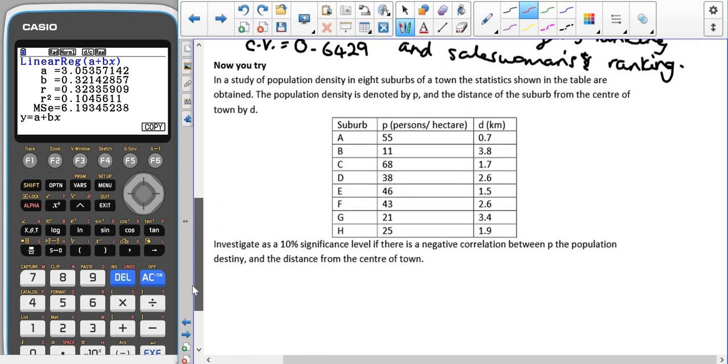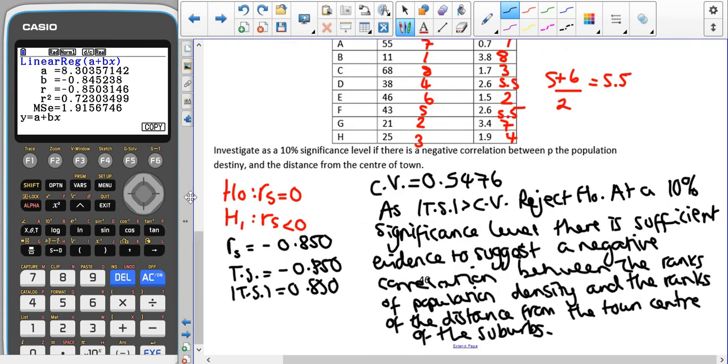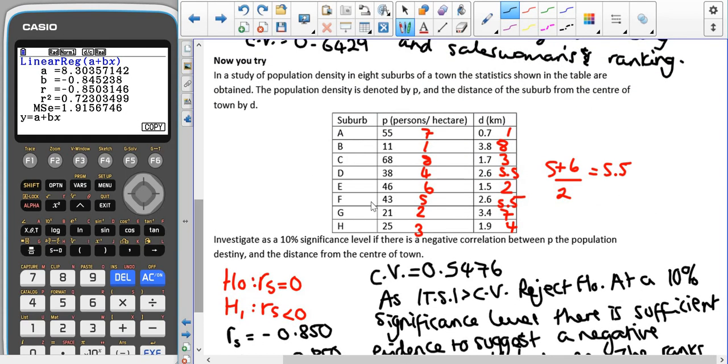I'd now like you to pause the video and give the Now You Try a go. So hopefully you paused the video and gave the Now You Try a go. As you can see, again, we end up with some tied ranking in the distance.